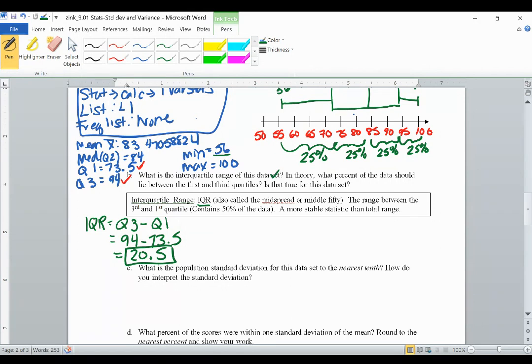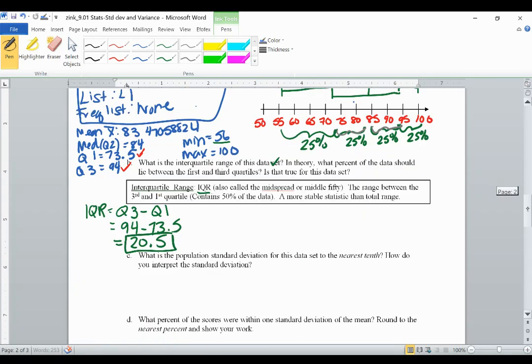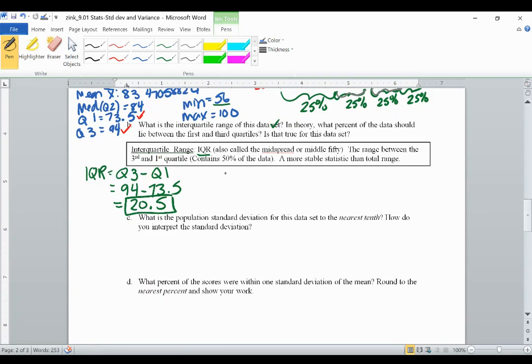It says, in theory, what percent of the data should lie between the first and third quartiles? So in theory, between quartile 1 and quartile 3, we said that there was 25% here, 25% here. So altogether, that should give us 50% of the data. So this should always contain 50% between quartile 1 and quartile 3. Is this true? Is that true for this particular data set?